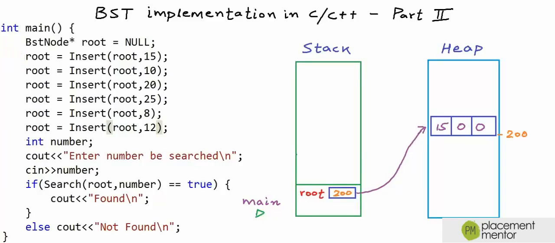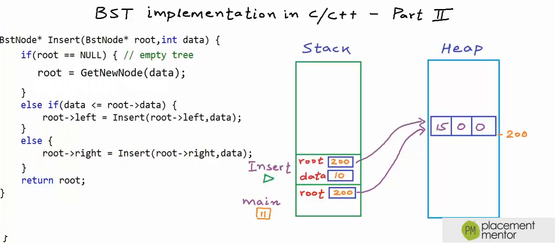Now in the execution of main, control will go to the next line, and we have this call to insert function to insert number 10. Once again, execution of main will be paused and a stack frame will be allocated for execution of insert. Now this time for insert call, root is not null, so we will not go inside the first if. We will access the data field of this node at address 200 using this pointer named root in insert function, and we will compare it with this value 10.